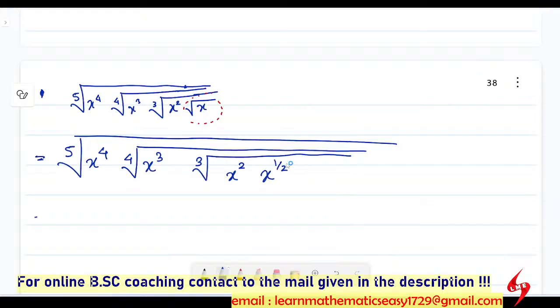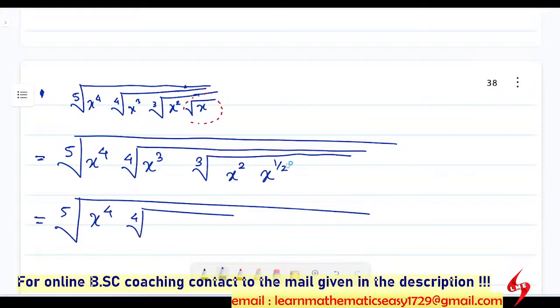Got it? Now here x squared and x to the power half. So the powers will be added because the bases are the same. So here 2 plus half, and that is 3 by 2. So I am writing here 3 by 2. Okay.